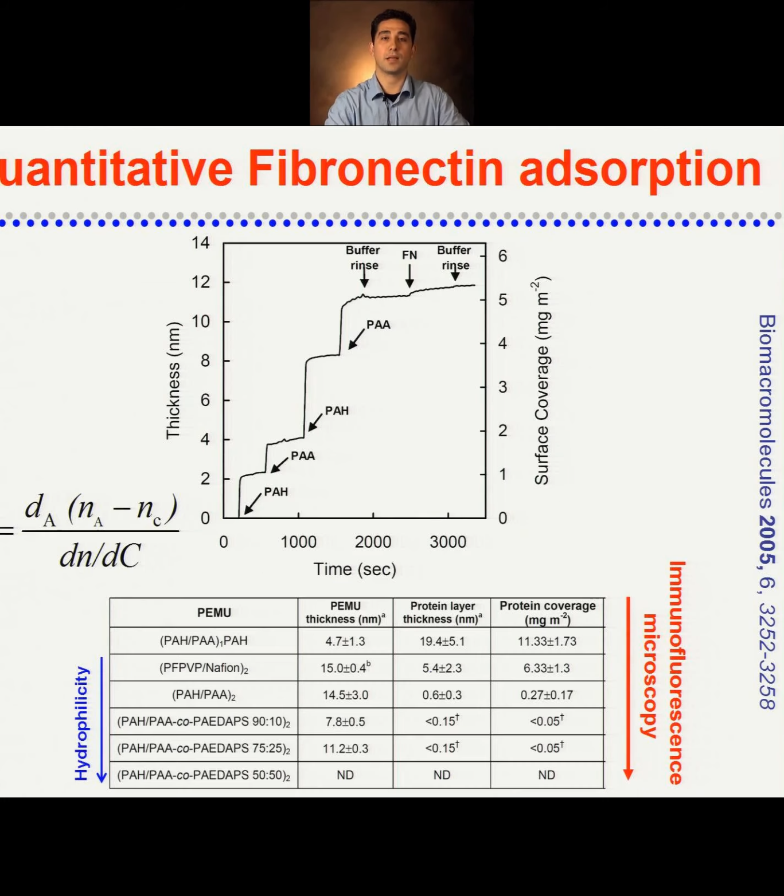I'm showing here typical waveguide experiment results of adsorption of fibronectin on the different polyelectrolytes. What we notice is that fibronectin adsorbs much more on positively charged surfaces than on negatively charged ones. We also notice that as the hydrophilicity of the film increases, the amount of fibronectin adsorbing on the film decreases, and zwitterionic films were protein repellent.